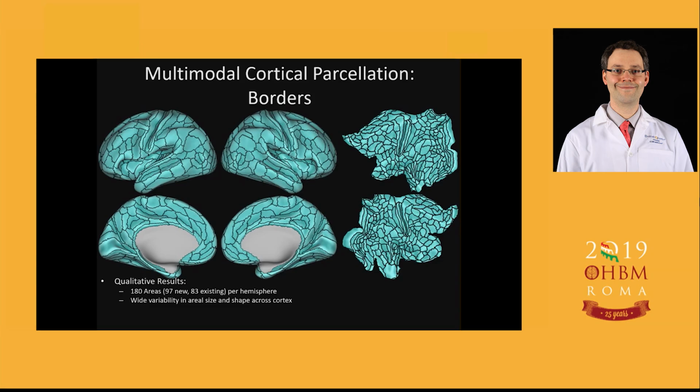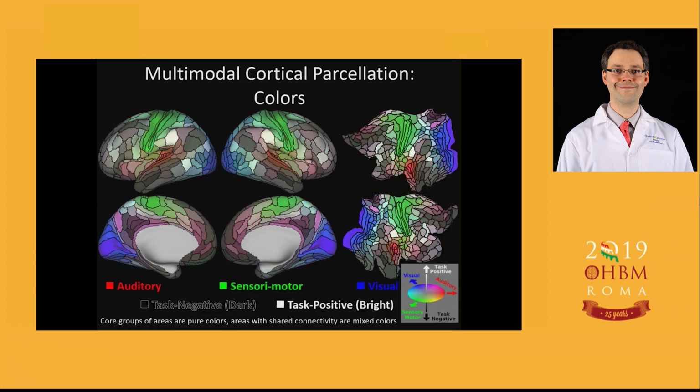And you can see there's wide variability in the areal size and shape across the cortex. We've got long, thin areas in sensory motor cortex. We've got sort of horseshoe-shaped areas around the visual areas, and pretty much everything in between here. Including, we were able to accurately parcellate many well understood but previously troublesome areas for more automated approaches, such as the sensory motor cortex and the visual cortex. And then some areas contain topographic subareas.